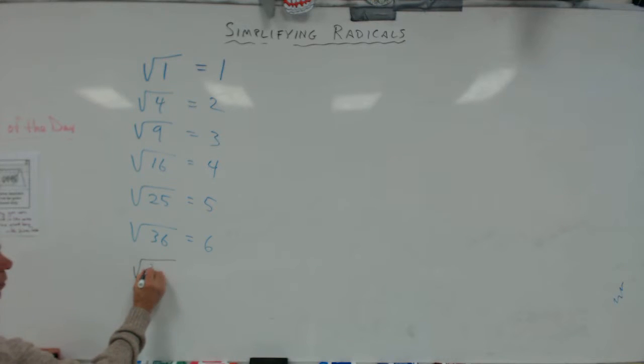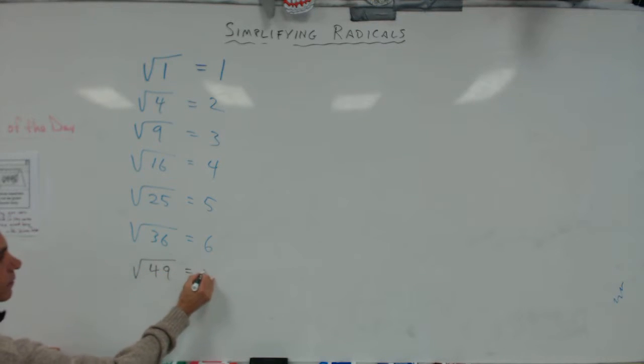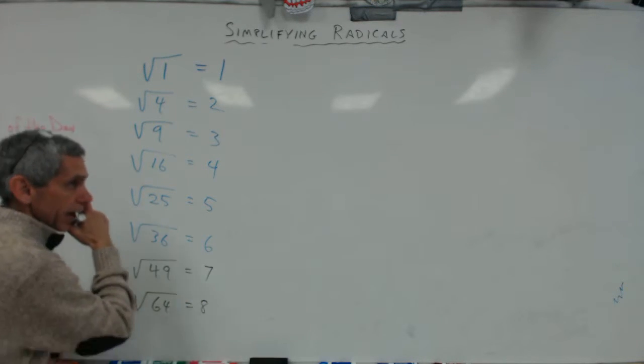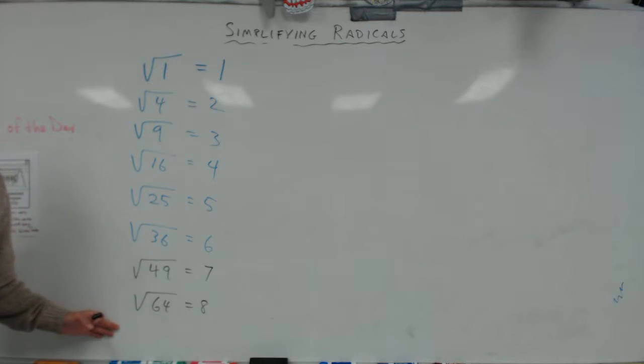You know, they work so well. What is the square root of 49? That's 7. What's the square root of 64? 8. Okay? And I can keep going. Square root of 81.